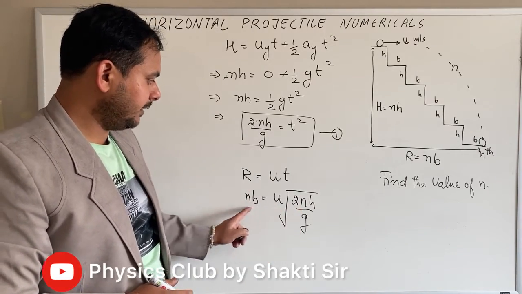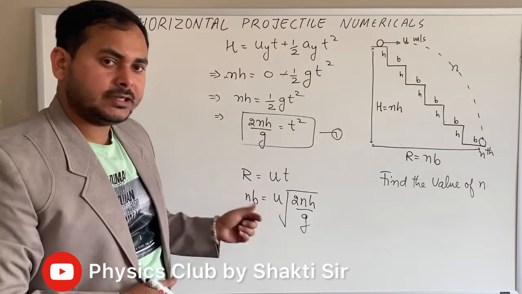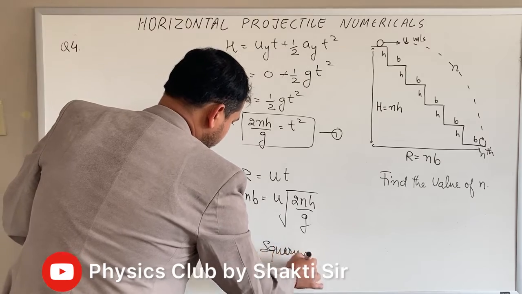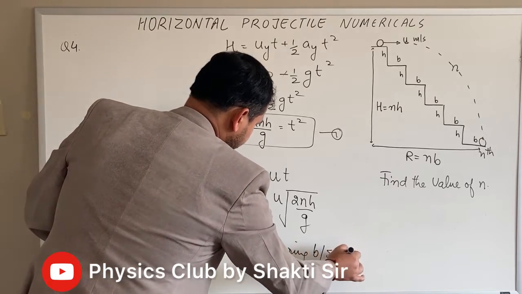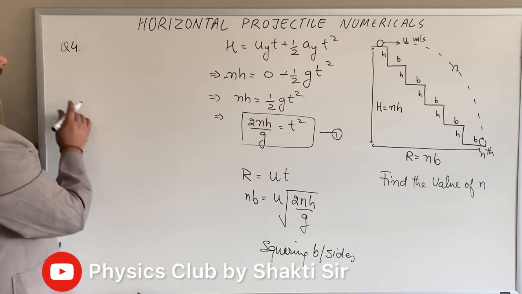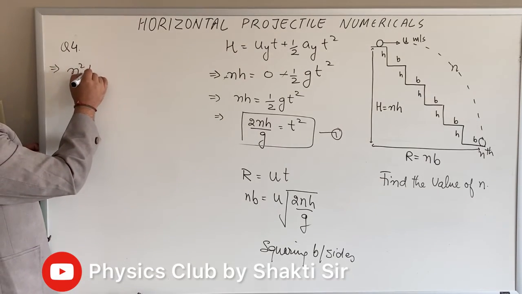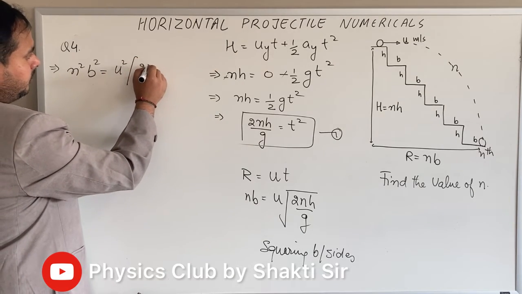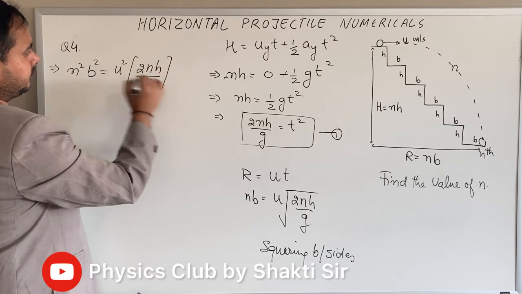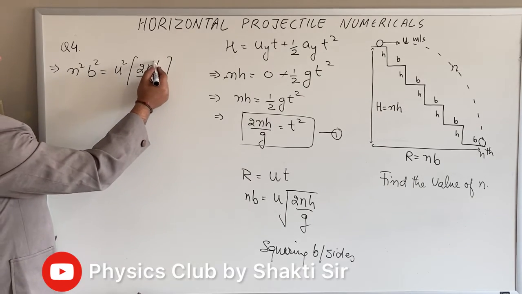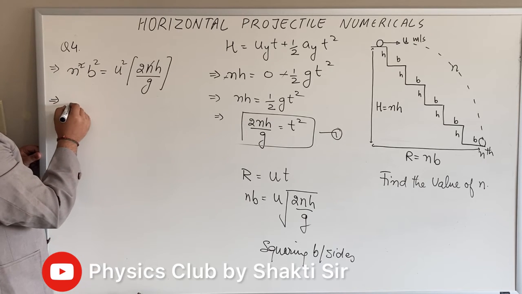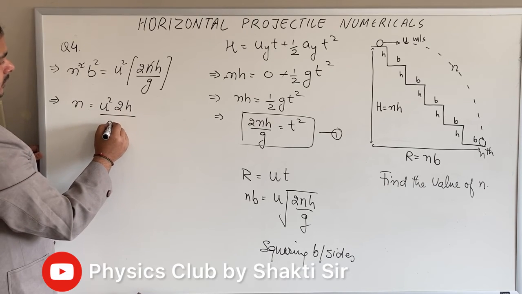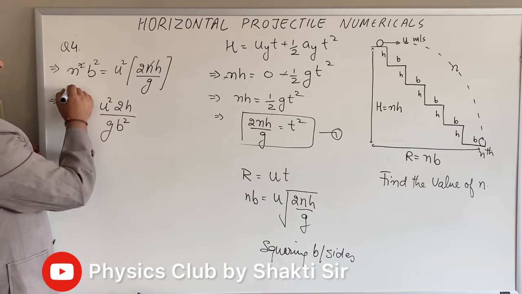As on both sides we have n, we will remove this under root by squaring both sides. When we square both sides we get n square b square is equal to u square 2 n h upon g. So one n will cancel. So here n equals u square 2 h upon g b square. This is our result.